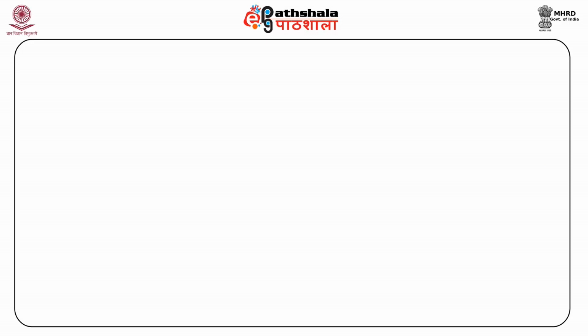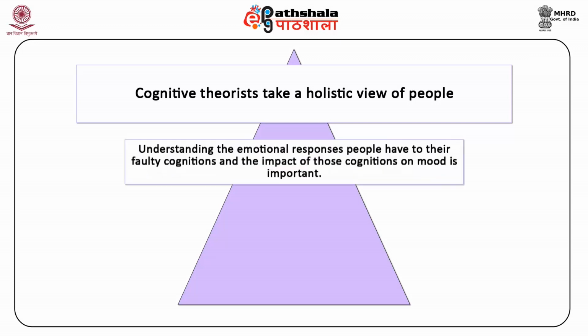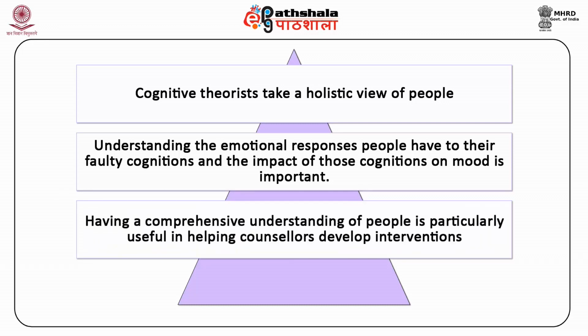Although cognitive theorists focus primarily on thoughts, they take a holistic view of people and believe that learning about and understanding their feelings and behaviors also is important. Particularly important and related to positive outcome is understanding the emotional responses people have to their faulty cognitions and the impact of those cognitions on mood. Having a comprehensive understanding of people is particularly useful in helping counselors develop interventions that target all three areas of functioning: thinking, feeling, and acting.